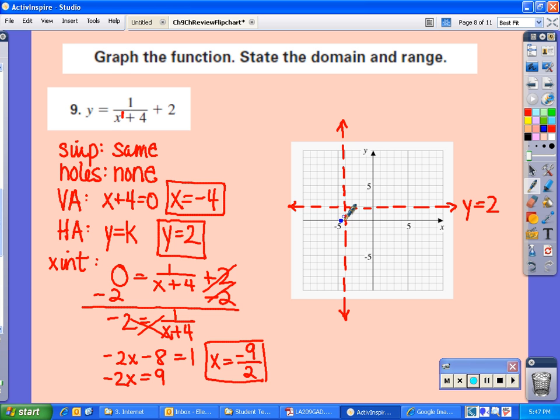Let's look for the y-intercept. Our y-intercept occurs where x equals 0. Plugging x equals 0 into our expression above, we get 1 over 4 plus 2. So 2 1/4 is our y-intercept. On the y-axis, we'll go to 2 and up a fourth. This way we have a point on each side of the vertical asymptote, so we'll only need one more on each side in order to sketch our graph.